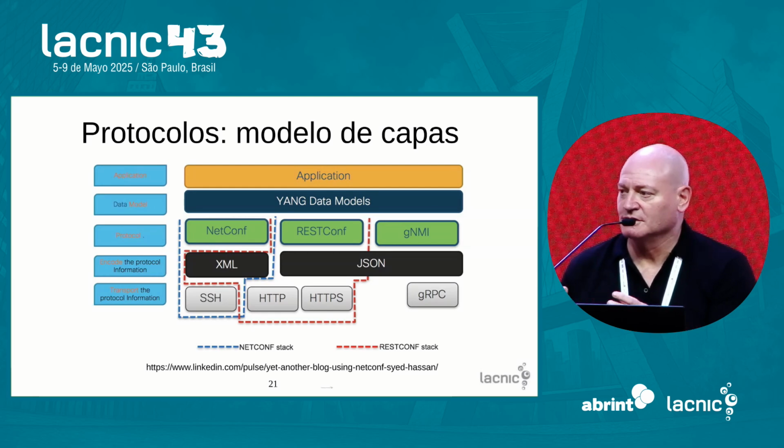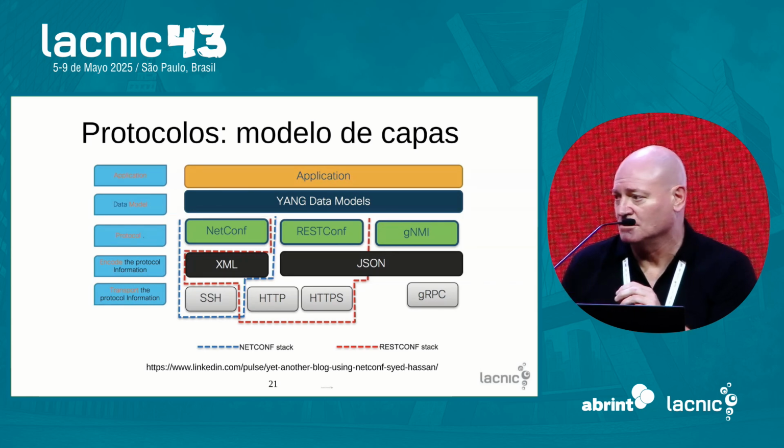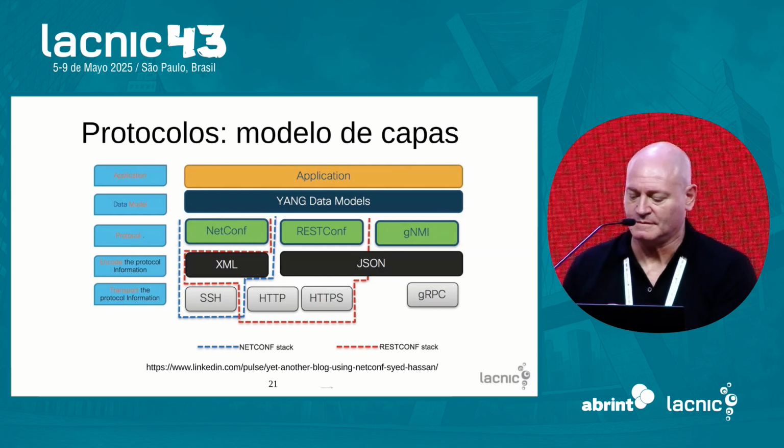Then we have the format of the information I use. This is not different from the data model. This is information. So there, what I have can be XML, it can be JSON. And finally, I have the transport, the protocol I'm going to use. It can be secure shell, it could be HTTPS, HTTP, which is less secure, and then remote procedure calls, gRPC, for example.